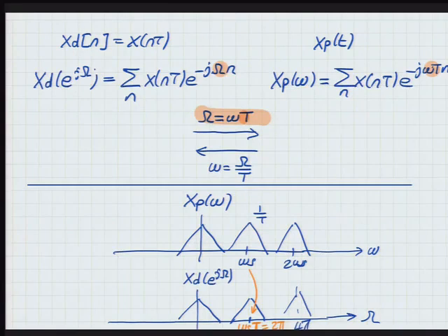So the point is that whether you look at it as impulse train samples, or look at it as just discrete data points, the Fourier transforms are essentially the same. You just have to adjust the frequencies accordingly, depending on whether you're talking about continuous time or discrete time. Okay? So, why am I telling you about this?